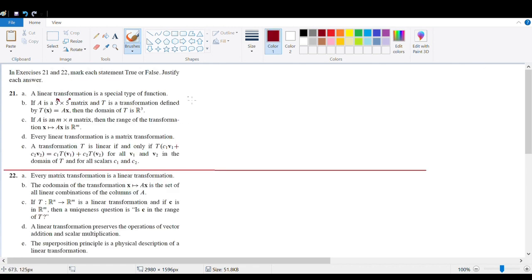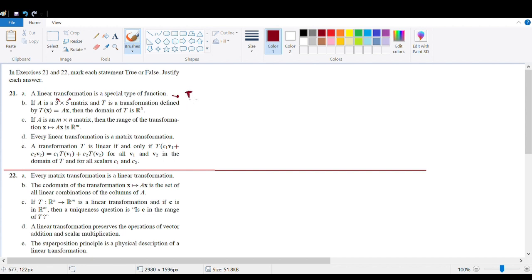In exercises 21 and 22, mark each statement true or false and justify each answer. So the first one: a linear transformation is a special type of function. If we have a function, we plug something into this function and we get a new thing. Similarly, in a linear transformation we have a mapping. We put a vector in this transformation and we get another vector. So this one is done the same way, so this one is true.